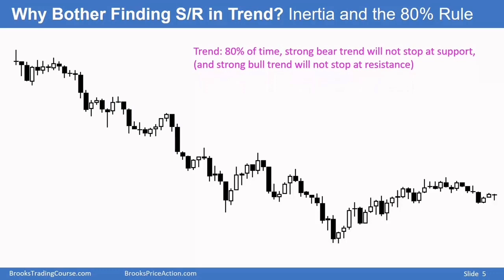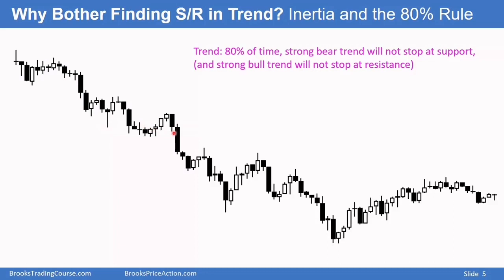Why should you spend time looking for support and resistance when the market's in a trend? It's because of my 80% rule. 80% of the time, a strong bear trend will not stop at support. Likewise, a strong bull trend will not stop at resistance. The market has inertia. It tends to do what it has been doing. And that means that if the market's in a strong bear trend, every time you see a possible support level, you have to assume the support will break and the market will continue down.